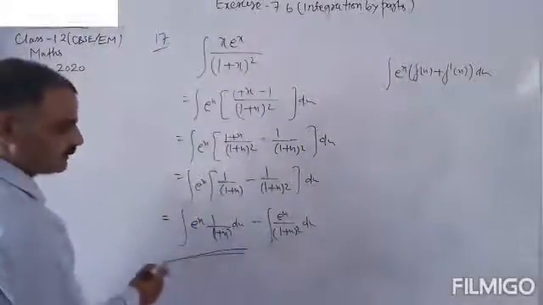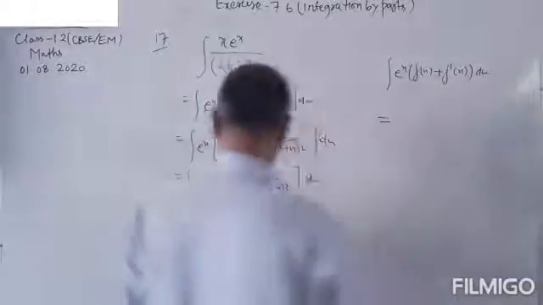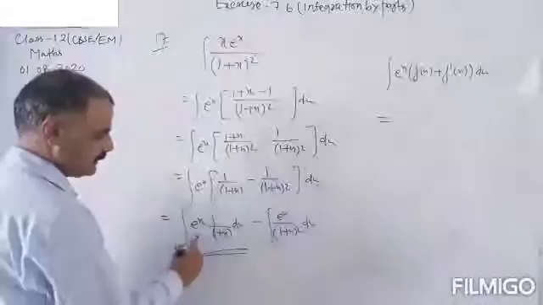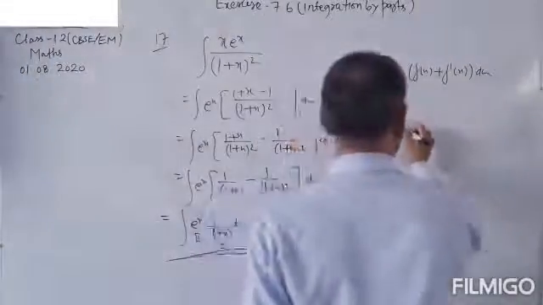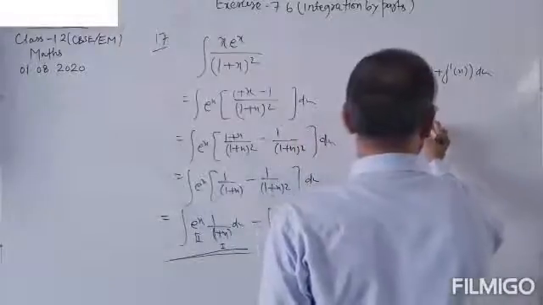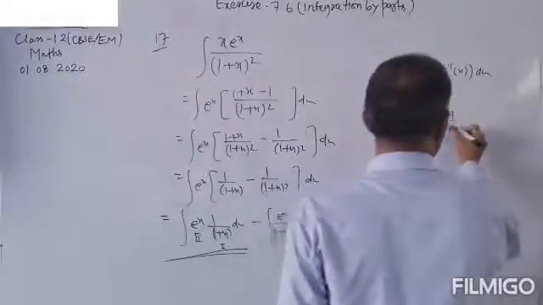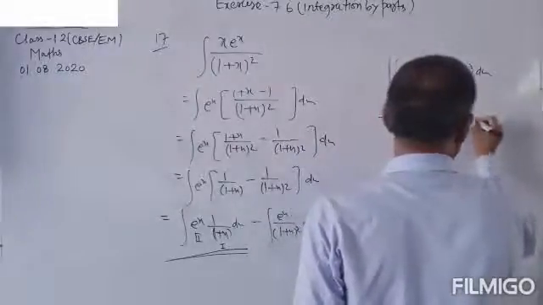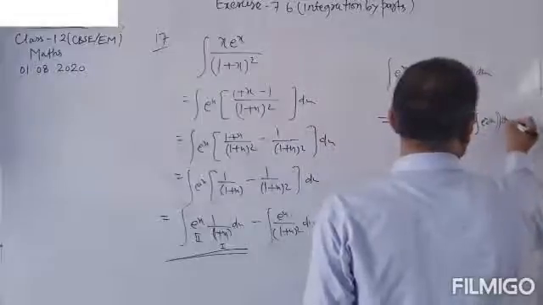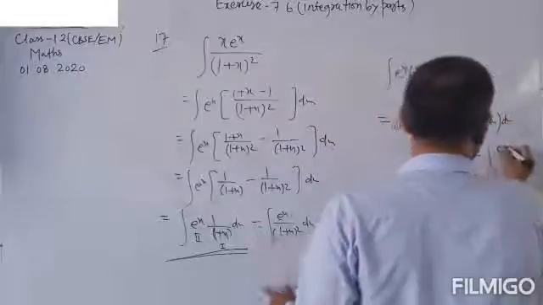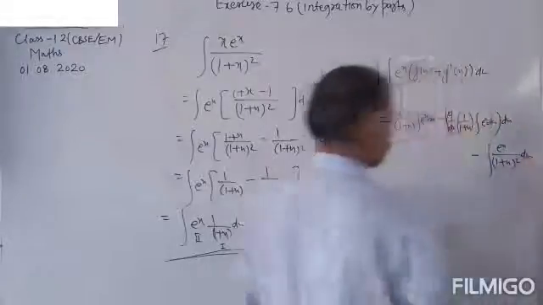Now integrating this function, as per the Euler rule, this is the second function and this is the first function. Okay, so first function 1 upon 1 plus x, integration of the second function e to the power x dx, minus differentiation of the first function, that is 1 upon 1 plus x, integration of the second function e to the power x dx and its integration, minus e to the power x upon 1 plus x whole square dx.